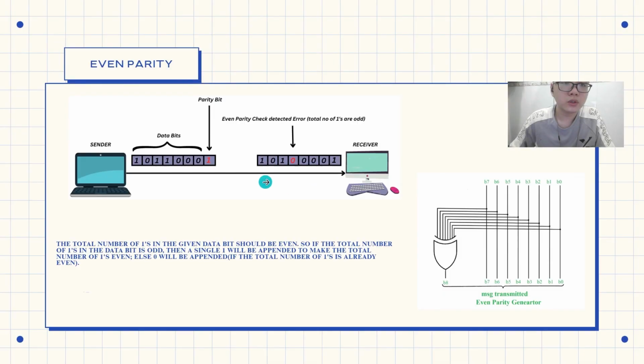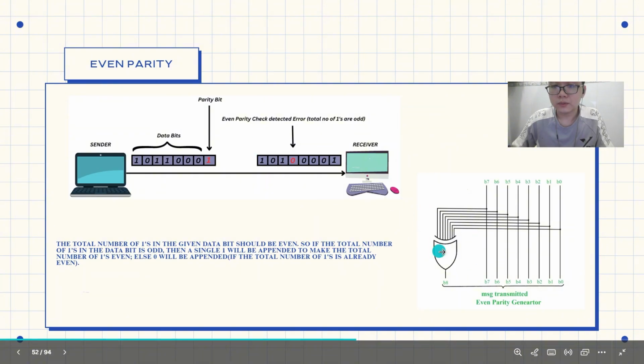Next, we go to even parity. In even parity, the total number of ones including the parity bit is even. So we can see that the total number of ones in the given data should be even, or if the total number of ones in the data bits is odd, then a single one will be appended to make the total number of ones even. A zero is appended if the total number of ones is already even. We can see in the picture an explanation of the even parity generator.